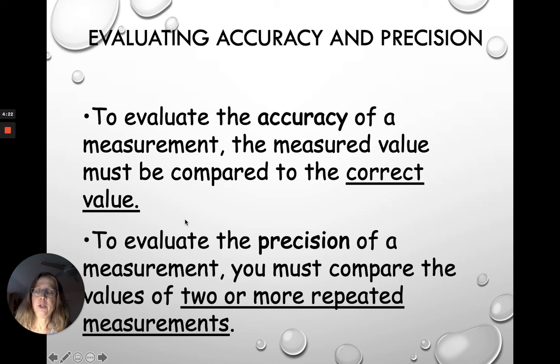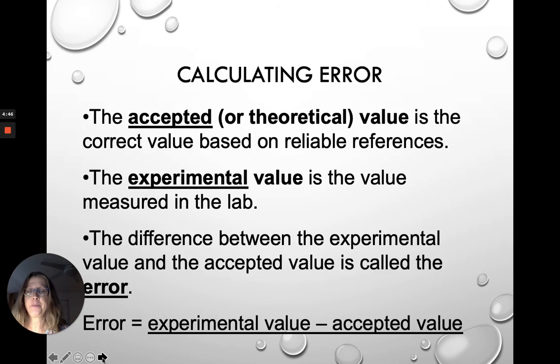Now, evaluating accuracy and precision. To evaluate the accuracy of a measurement, the measured value must be compared to the correct value. So that means we know the correct value, okay? To evaluate the precision of a measurement, you must compare the values of 2 or more repeated measurements. But we don't necessarily know if those measurements are accurate. Think about the scale from the previous example.